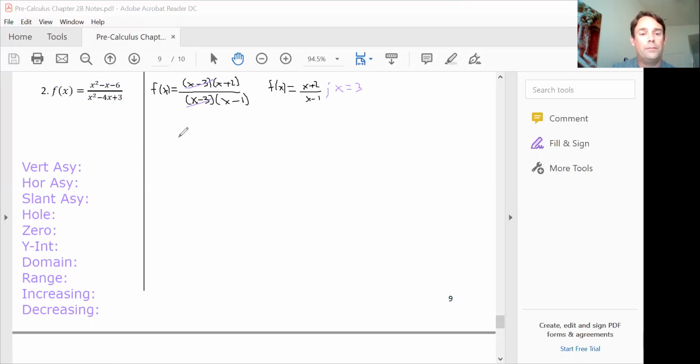All right, here we go. Vertical asymptote. Whatever is in my numerator left over, I'm sorry, my denominator, that'll be my vertical asymptote. So x minus 1. So x equals 1.